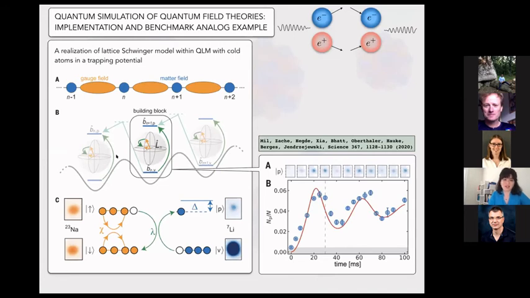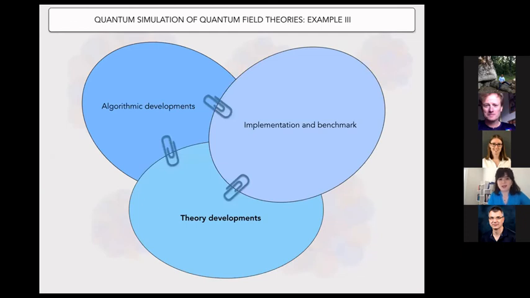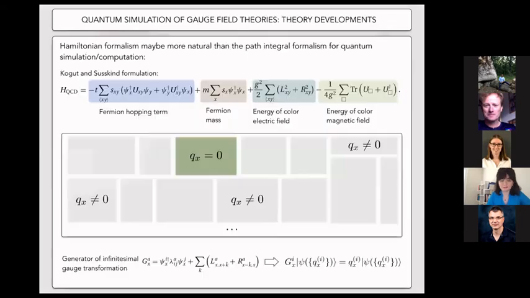And so let me also tell you a little bit about what I mean by theory developments in this context. That would be an example of a non-abelian lattice gauge theory. The Hamiltonian formulation is really the most natural path for quantum simulation, as we know. However, there are some subtleties with the Hamiltonian formulation of lattice gauge theories, because once you're in a Hamiltonian picture, you have to ensure that you impose your constants of motion, or your Gauss's law, in the Hilbert space of the theory.